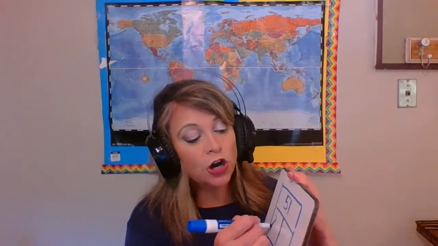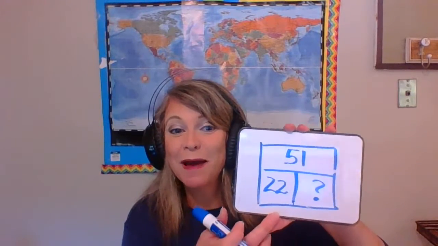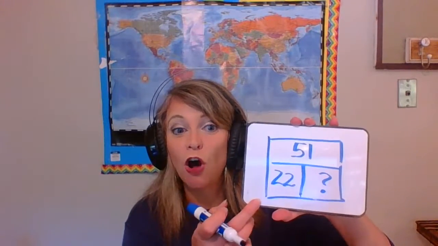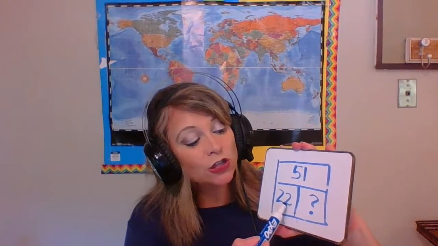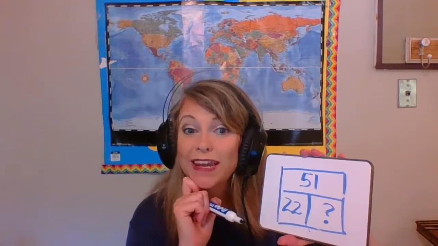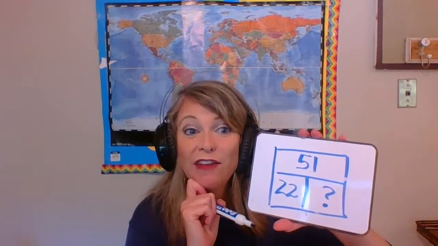So I'm going to put 51. I know that the train started with 22 people. What I don't know is the question mark. Okay, so here is my tape diagram to solve. What I'm going to ask myself is, what can I add to 22 to get 51? Or what can I take away from 51 to get 22? And we found that the answer was 29. Good job. Very good job.